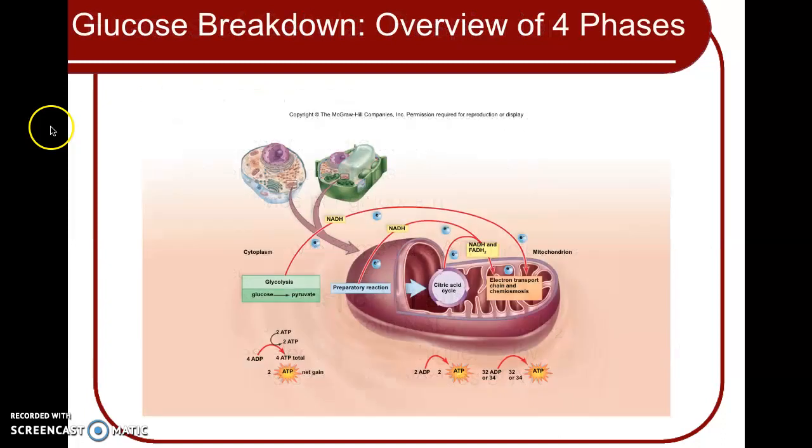I would very much appreciate you understanding and knowing how to diagram this breakdown of glucose. This picture, be able to draw it, be able to explain it. It's not overly complicated, but it shows the glucose going in. It shows the 4 different steps of glycolysis, preparatory reaction, citric acid cycle, and the electron transport chain. And it also shows the harvest of those ATP molecules.